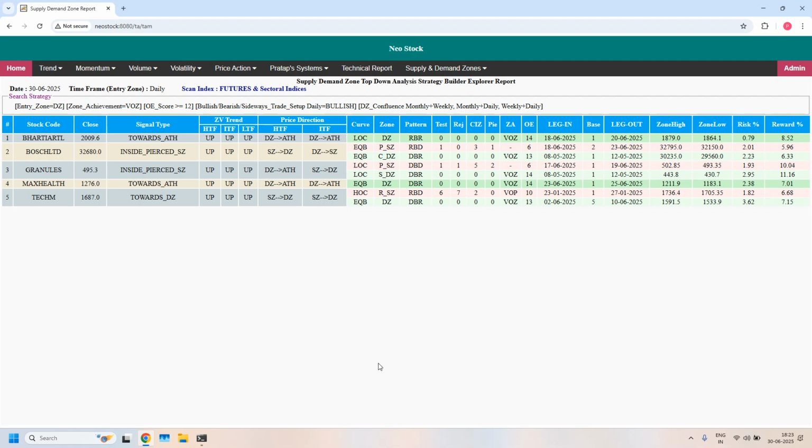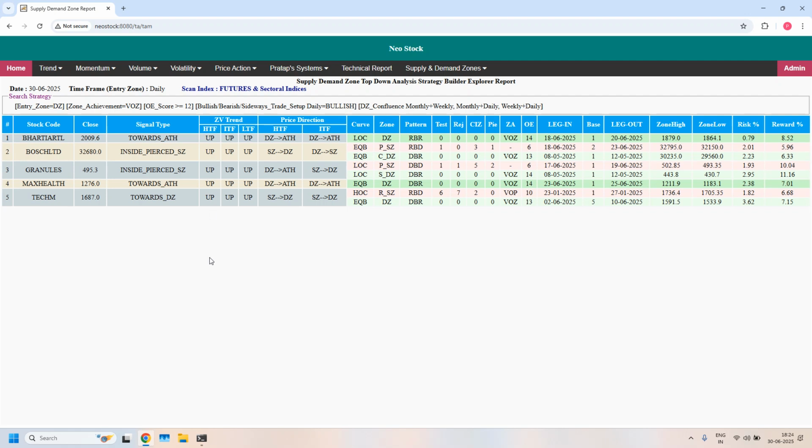So we got 5 stocks. In all these 5 stocks, daily zones are overlapped with weekly, both together again overlapped with monthly demand zone. That means daily zone is part of the monthly zone along with weekly zone. And also monthly trend is up in all the stocks.